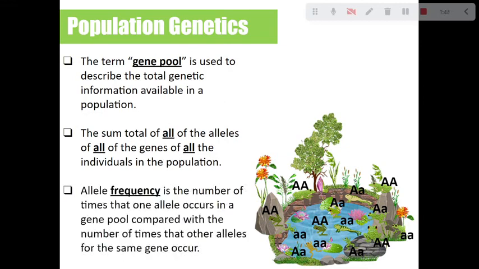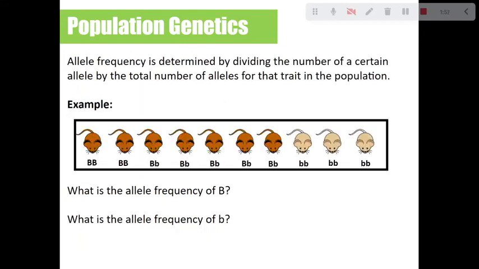Now, an allele frequency is the number of times that one allele occurs in a gene pool compared with the number of times that other alleles for the same gene may occur. Allele frequency is determined by dividing the number of certain alleles by the total number of alleles for that trait in a population. For this example, I've got all these little mice in this rectangle. What is the allele frequency for a capital B?